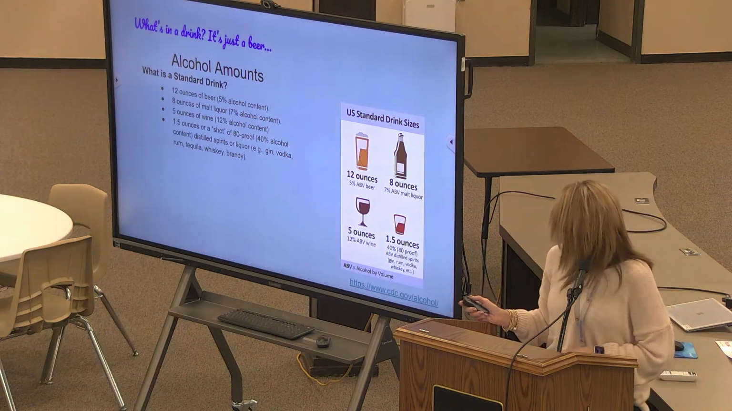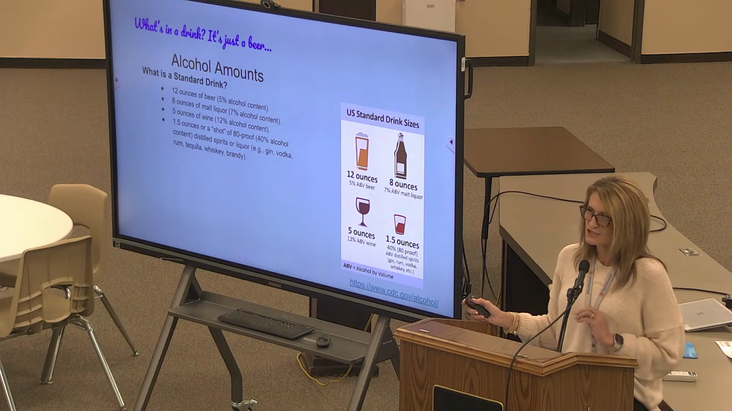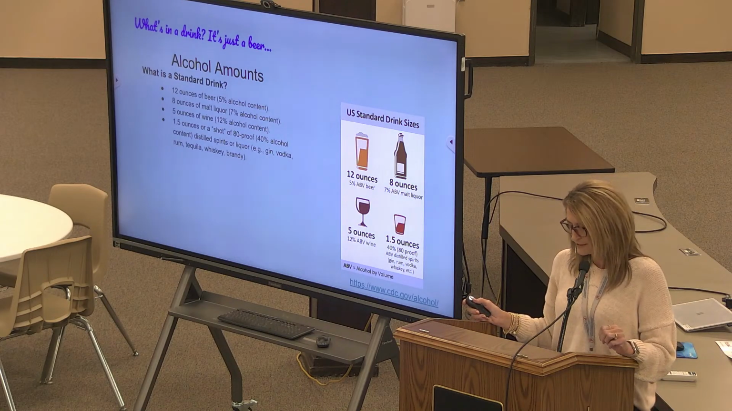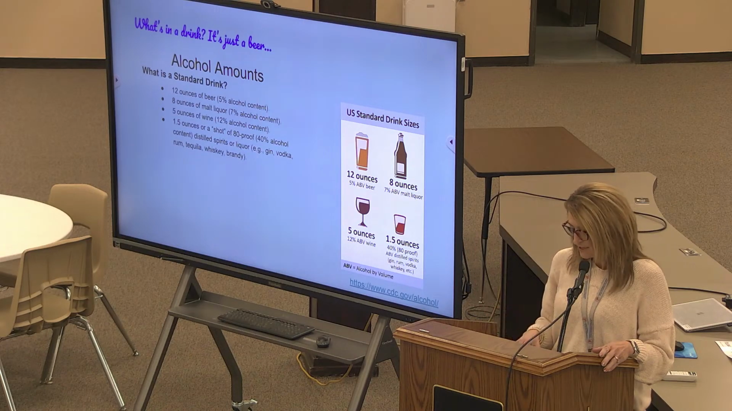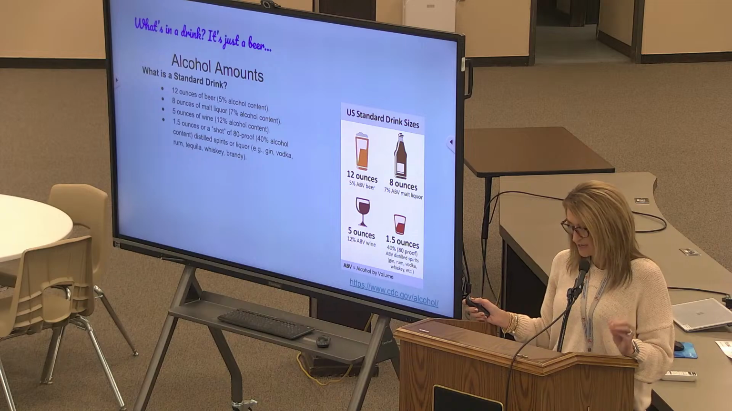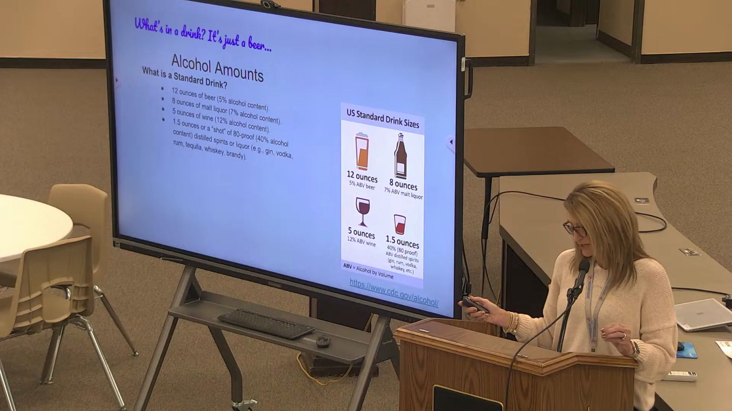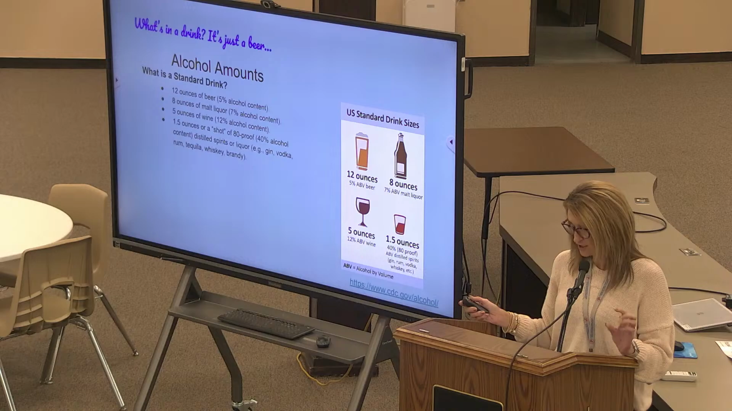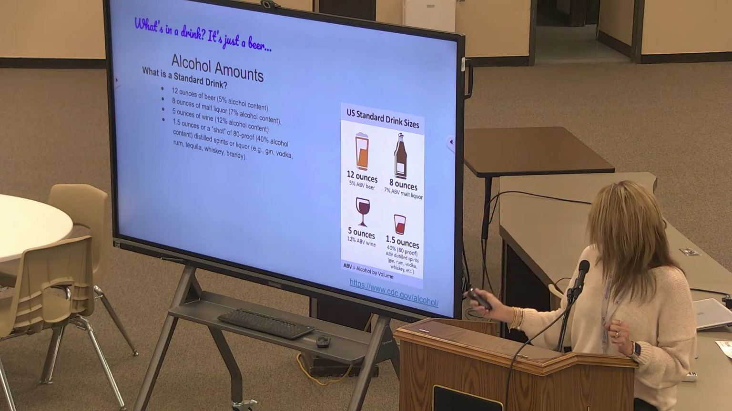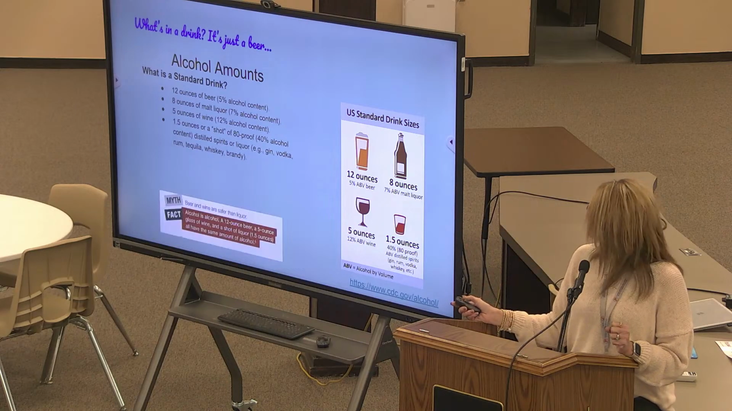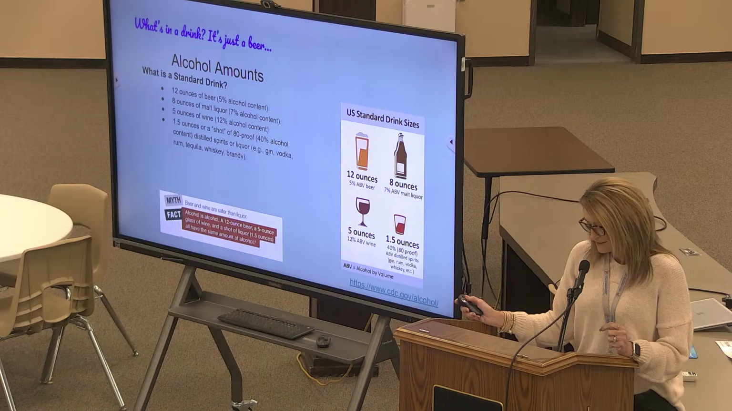One of the things we hear from kids is, "Miss, it's just beer. It's not that big of a deal." One of the biggest things is that students and children do not understand that a standard drink is the same: 12 ounces of a 5% beer has the same alcohol as an 8-ounce malt liquor, a 5-ounce glass of wine, or a 1.5-ounce shot of 40% whiskey. So whenever kids are talking about that, they need to understand that these might look different, but they all have the same amount of alcohol in them. So it isn't any safer.